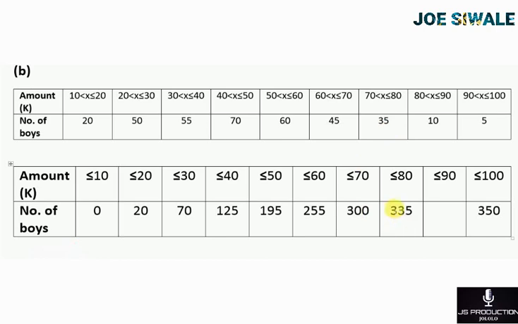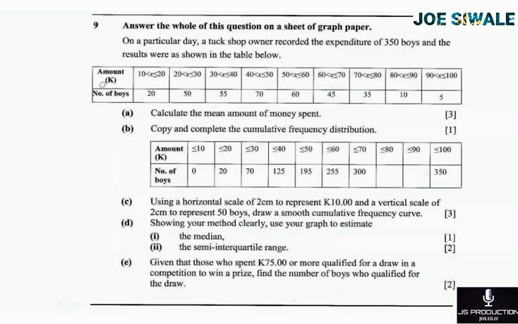Then to find my missing number where x is less than or equal to 90, I'll say 335 plus 10, which is 345. Then 345 plus 5 is 350. Question C reads, using a scale of 2 centimeters to represent 10 kwacha and a vertical scale of 2 centimeters to represent 50 boys, draw a smooth cumulative frequency curve, 3 marks.